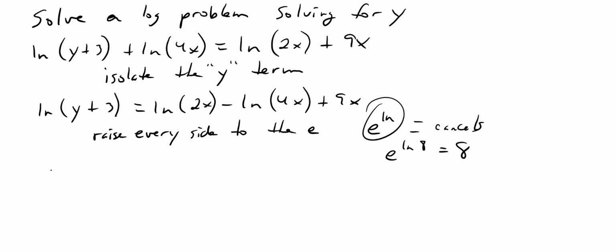So I'm going to do e to the ln of y plus 3 equals e, and that's kind of a large thing. Oh, by the way, this is a really bad thing to do: you can't say e to the ln of 2x minus e to the ln of 4x. It's e to the whole thing on top. So it's ln of 2x minus ln of 4x plus 9x, all raised to that power. And you're like, ooh, that's kind of messy. It's going to get a little bit friendlier as we move on here.